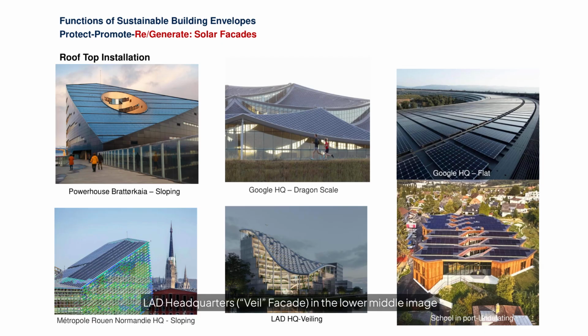LAD headquarters, or veil facade in the lower middle image, is wrapped with a veiling screen of PV panels. The term veiling suggests a thin second skin, perhaps a perforated PV layer that hangs off the building. This PV veil likely filters sunlight, provides shade, and generates electricity. It creates a distinctive exterior appearance, almost like a lattice or scrim, showing that PV panels can form an artistic screen rather than a solid flat surface.